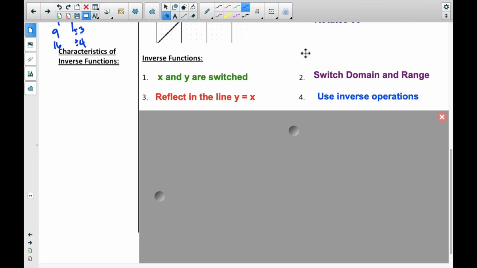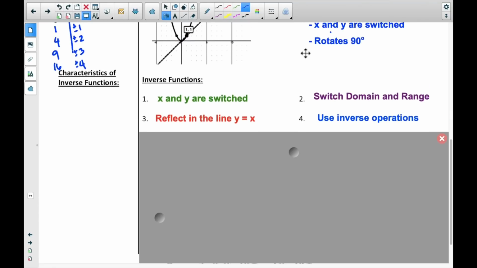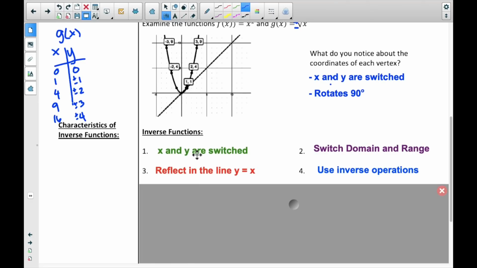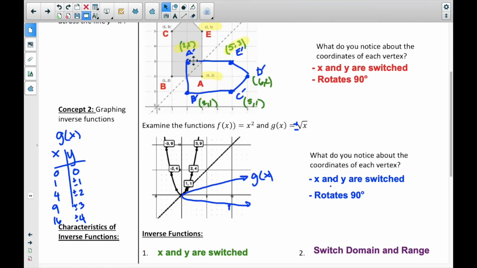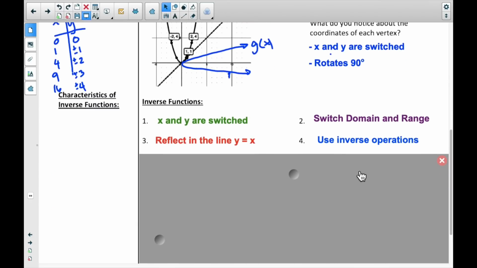All right, let's talk about some of these characteristics of inverse functions. We already said that the x and y are switched. That will happen for every inverse function that we ever have. The x and the y will be switched. That will become important and a handy thing for you to remember. In addition, they are all reflected in the line y equals x. And so once again, if we look at our diagrams, each of these were reflected in the line y equals x. That's not accidental. All of the inverse functions will be reflected in the line y equals x.